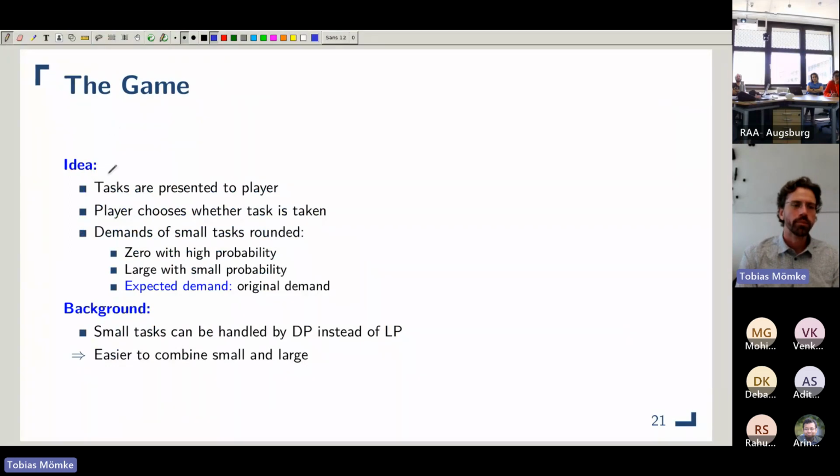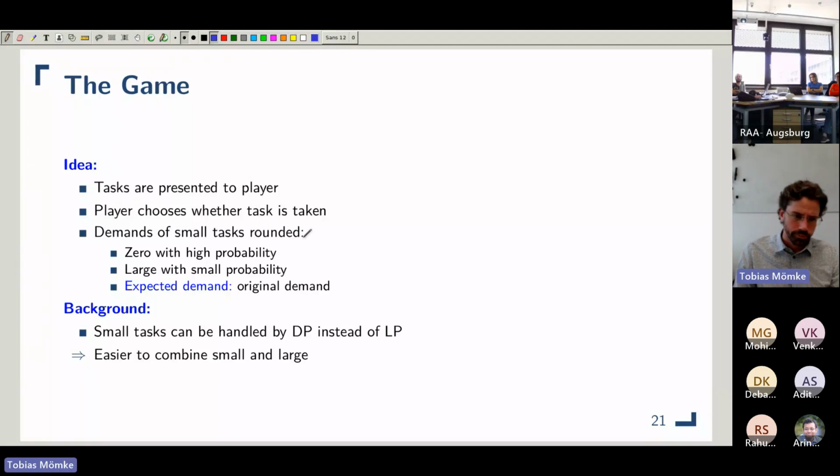So how does the game now work? The idea is we have a player. It's a solitaire player, so you don't play against an adversary. The tasks are presented to the player in a predictable manner. You don't know the future tasks, or actually you do know them, so it's not an online setting; it's an offline setting. But you cannot do anything about the future tasks yet. And what will happen will depend on some random events. The tasks are presented one by one to the player, and the player chooses: I take this task, or I do not take this task.